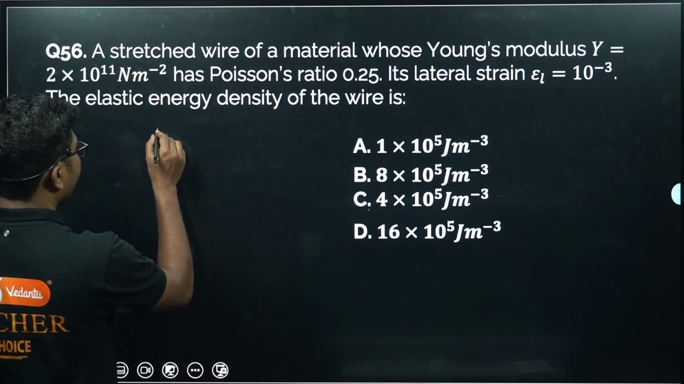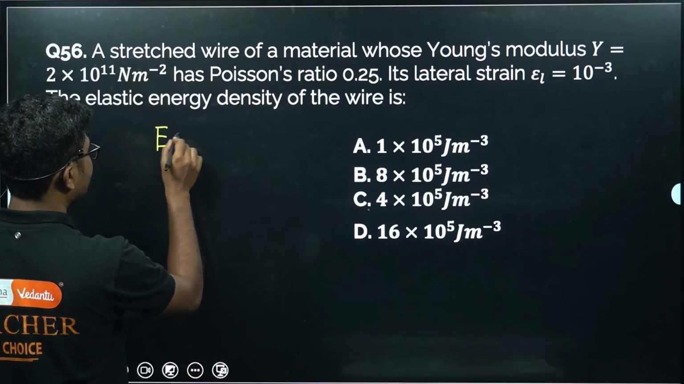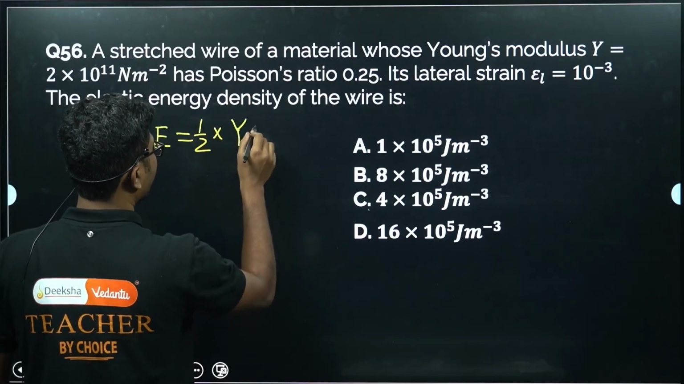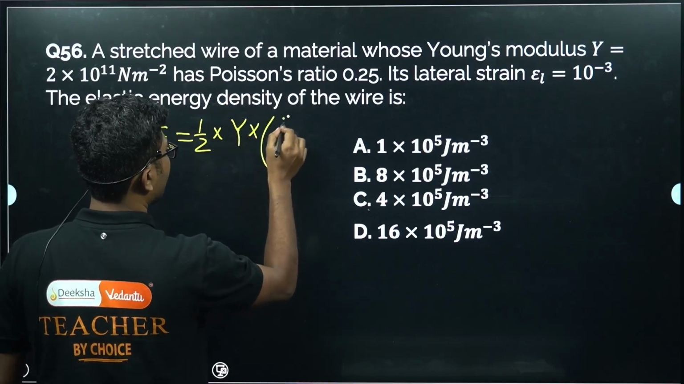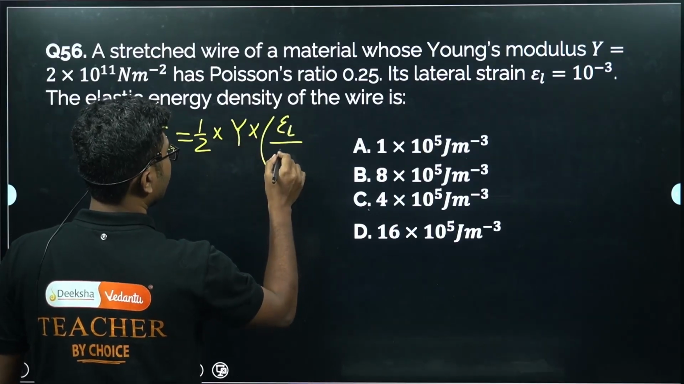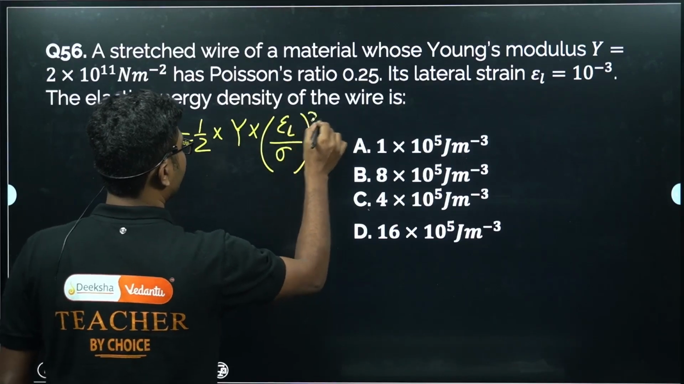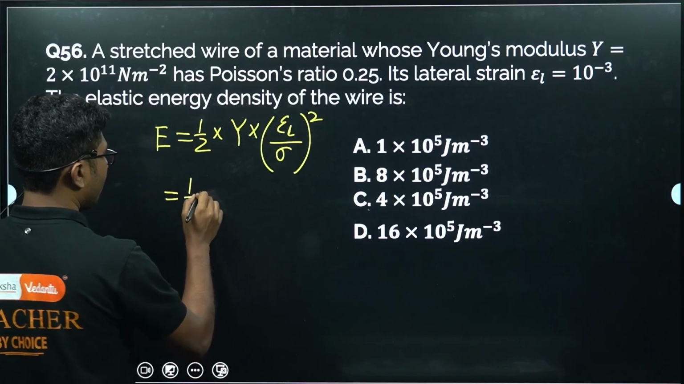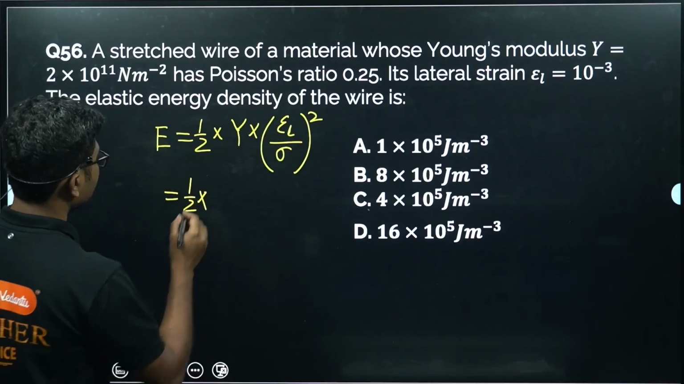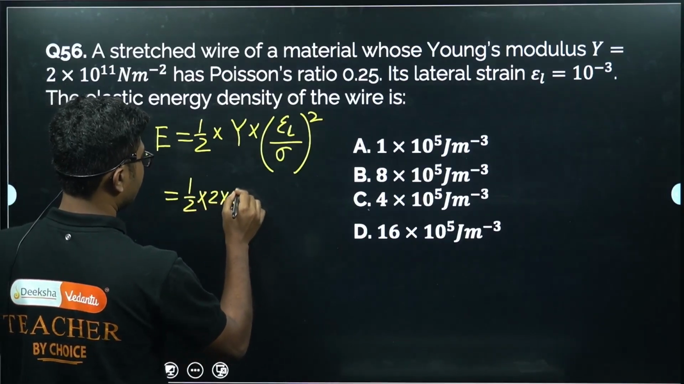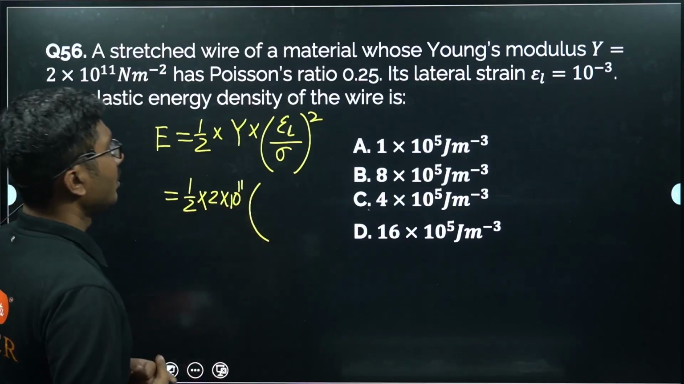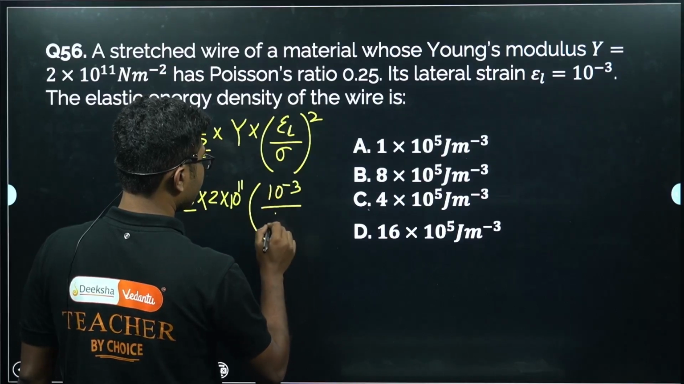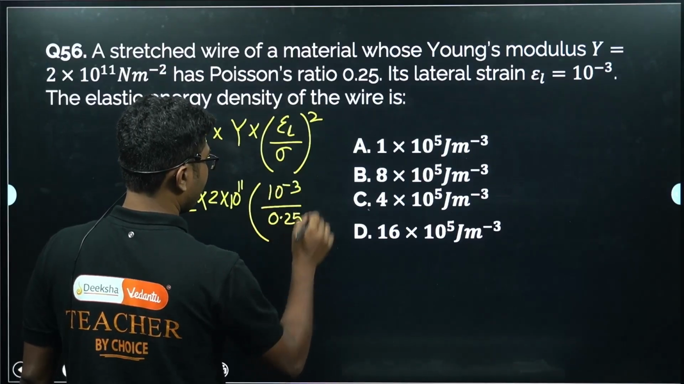To solve this problem, we have to use the formula that energy density is given by half times Young's modulus times epsilon L divided by Poisson's ratio whole square. Okay, this is not a very common formula, but what to do? If a problem comes like this, you have to remember this formula to answer. Now lateral strain is 10 to the power of minus 3 and Poisson ratio is 0.25 whole square.